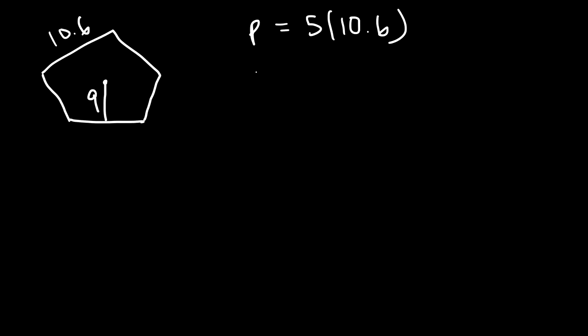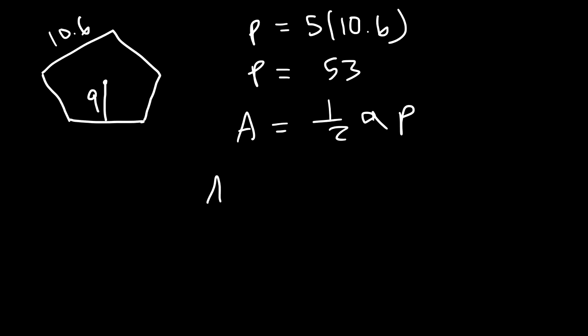So let's say we have a regular pentagon this time, and let's say the apothem is 9 units long, and the side length of the pentagon is 10.6. Go ahead and calculate the area. So first, let's calculate the perimeter. The perimeter for this example is going to be 5 times 10.6, since we have a 5-sided figure. And so 5 times 10.6, that's 53. So that's the perimeter.